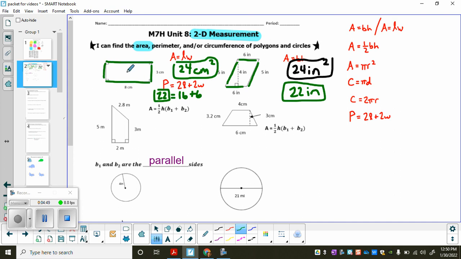All right, so that takes care of our rectangles and parallelograms. For rectangles and parallelograms, here's how you find the area, and here's how you find the perimeter. Okay? All right, sweet. Now let's focus on these shapes here, which are called trapezoids.